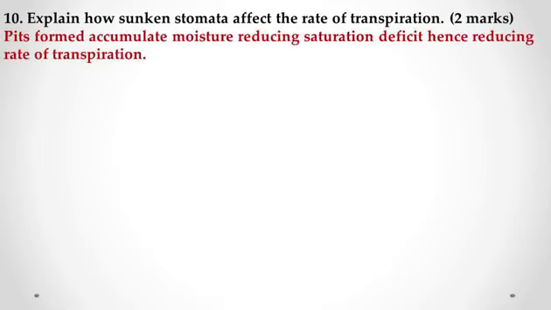Question number 10. Explain how sunken stomata affect the rate of transpiration. Pits are formed. Pits formed accumulate moisture, reducing saturation deficit, hence reducing the rate of transpiration.